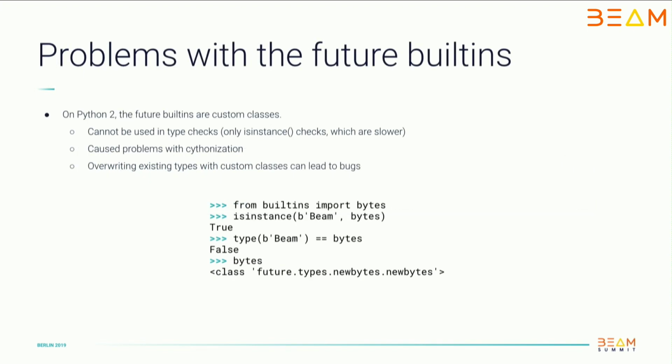And this was actually because we had some issues with the approach, mostly with these built-ins from the Future package. On Python 3, these built-ins are just the regular built-ins, but on Python 2, these are custom classes, and this gave us some trouble. For instance, we couldn't use those in type checks, only in instance checks, which are slower, and we couldn't use those in some parts of Beam. We had problems with the Cythonization of the code. And finally, it can introduce bugs when you start overwriting types that you're already using. You can imagine if you have a module which uses the Python string type, and you overwrite that string type with some other behavior, that your module behavior might change.